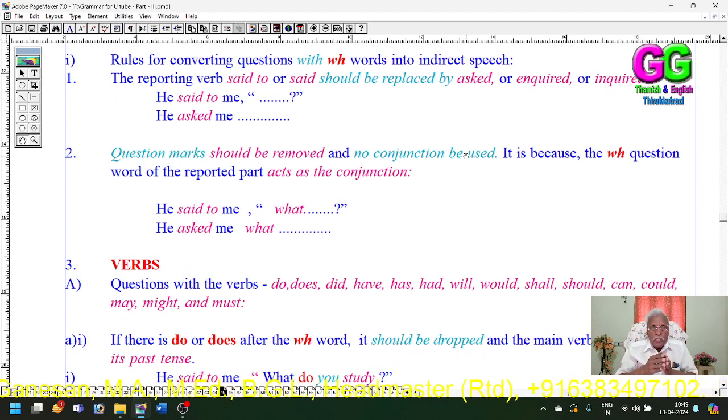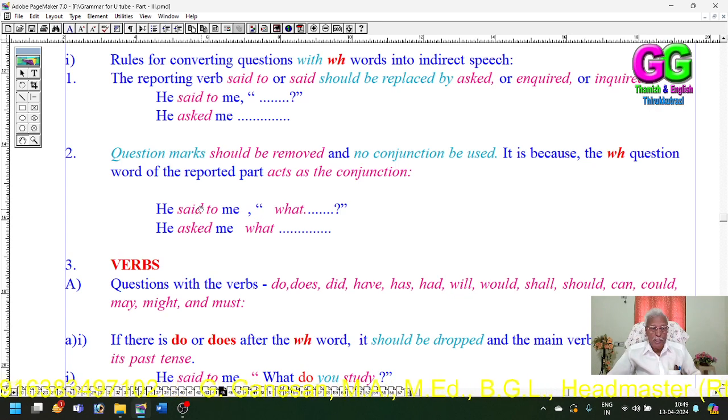That is, in the interrogative sentences having no WH words, that is the interrogative sentences without WH question words, if or whether is being used as the conjunction. But in interrogative sentences having WH question words, that WH word itself functions as the conjunction. So here we have to use no conjunction at all. A WH word available in that sentence is to be used as the conjunction. Okay?